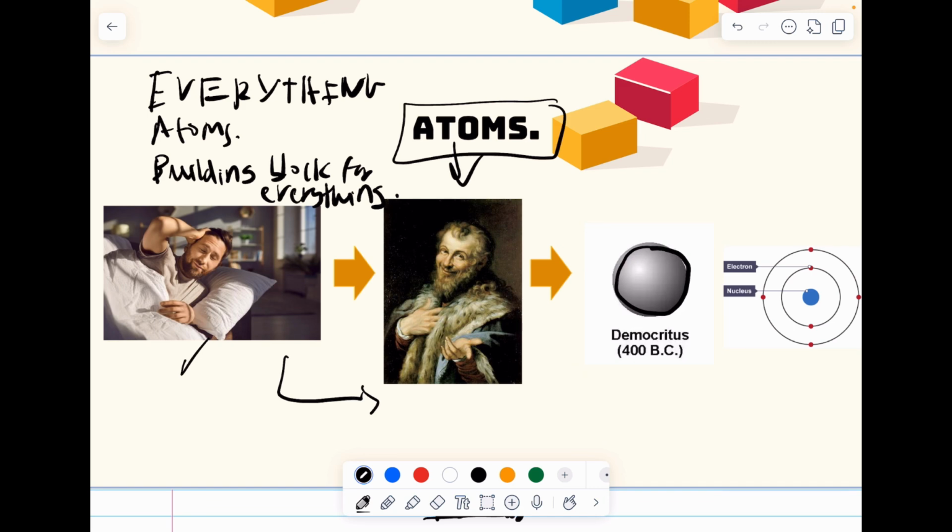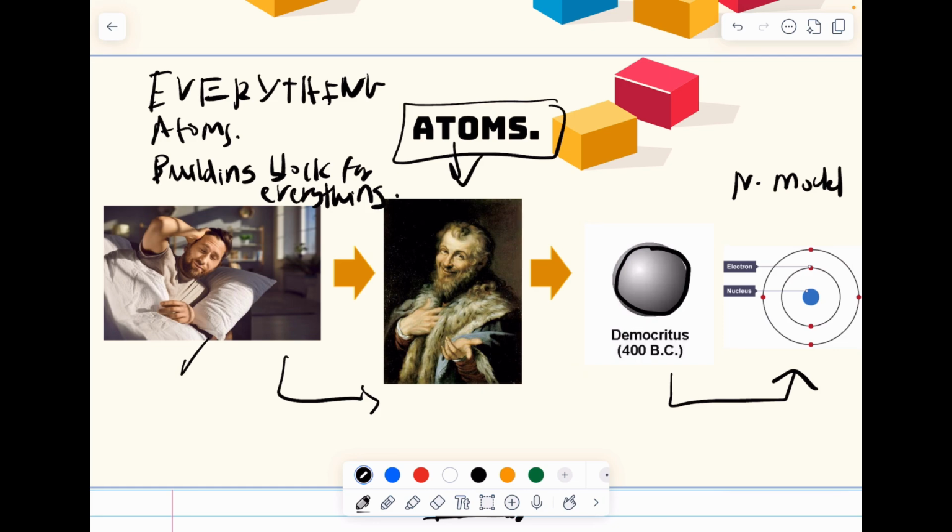Anyways, this model got developed later into something called the nuclear model. You don't need to know about that right now. I'll make another video on the history of how the model developed over time. But yeah, that's pretty much all you need to know about atoms. They are just building blocks for everything.